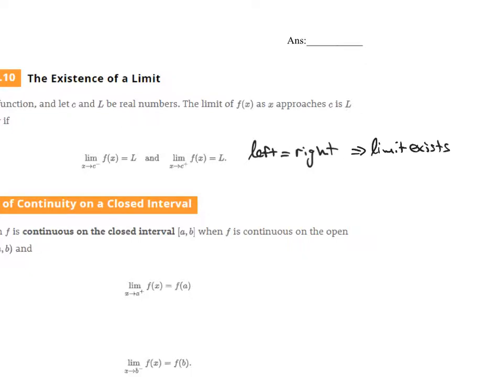And if the left doesn't equal the right, then the limit does not exist. Likewise, this actually goes the other direction on the top one. If the limit exists, then you know the limit from the left equals the limit from the right. So I'm being a little lazy here. I'm not writing all the words. I'm just telling you that's what it is. If the left and the right meet, that's the limit. And if they don't meet, there is no limit. It's pretty much that simple.